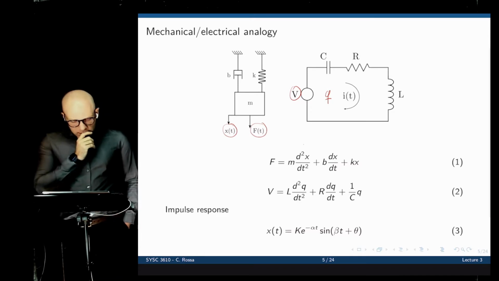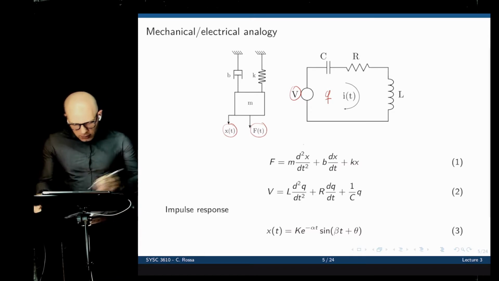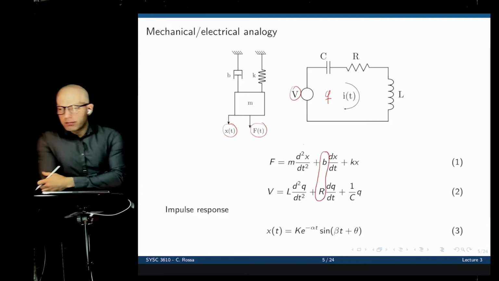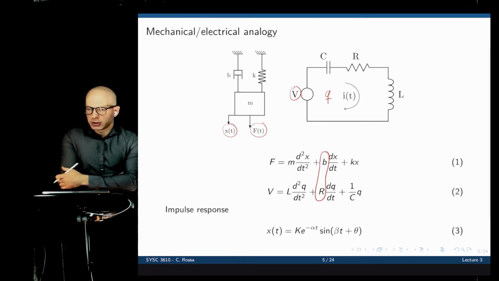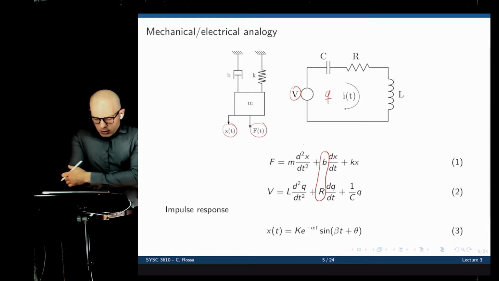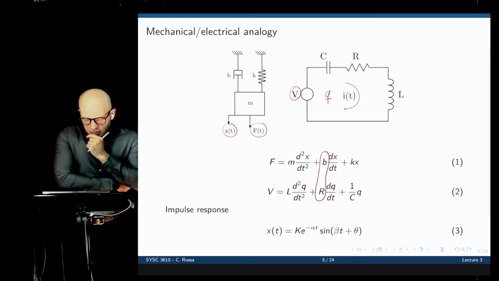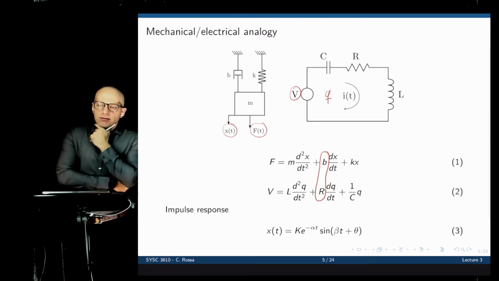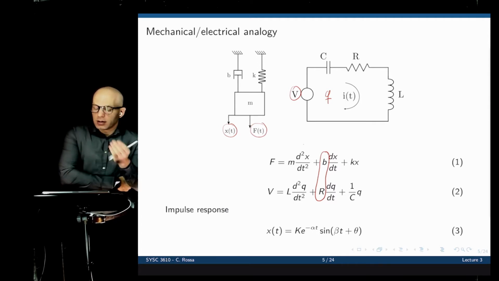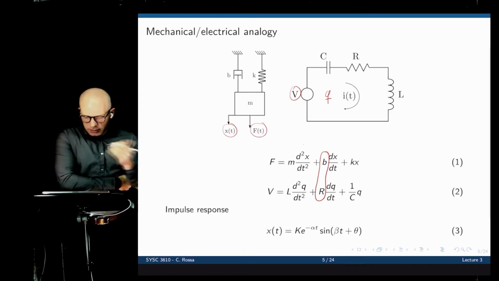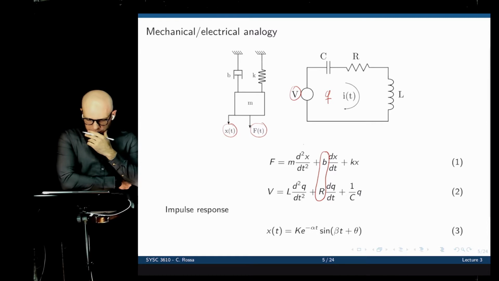So let's see. Let's start with analyzing maybe the relation between b and R. b represents a viscous friction coefficient in a mechanical system. And what is the function of that? It is to dissipate energy in the form of heat. The equivalent in our electrical system seems to be R, which is the resistor. And what does a resistor do in an electrical system? Precisely the same. It dissipates energy in the form of heat. And they are then multiplied by displacement or charge.